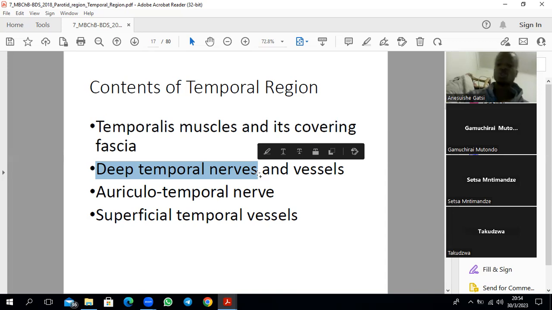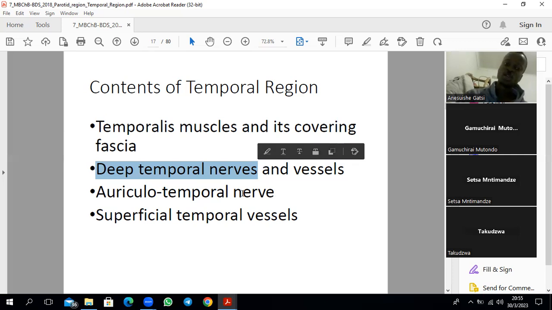Then yesterday I also told you guys that the maxillary artery, the second part, gives us branches with the same names as the branches that come from the anterior division of V3, which is buccal, masseteric, deep temporal, and pterygoid. Meaning the deep temporal arteries, they come from the second part of the maxillary artery.